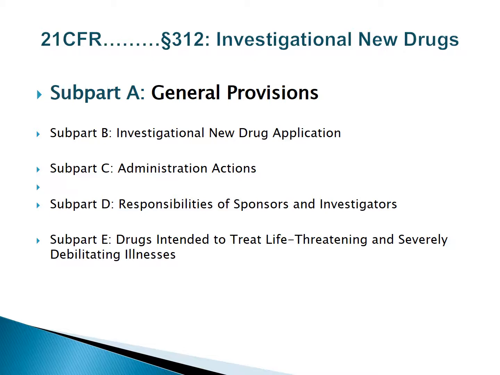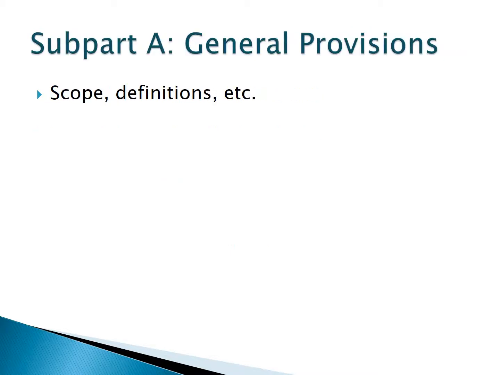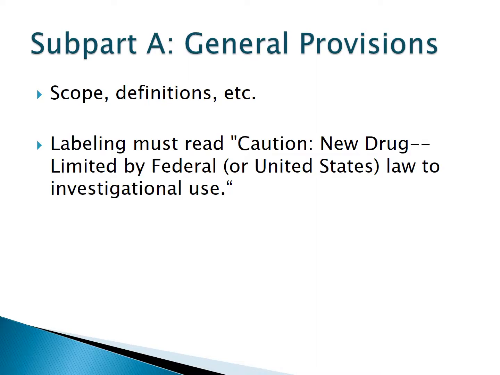In this lecture, we're going to talk about 312, which you're going to spend a lot of time in. It's very long, and it's really important, investigational new drugs. Subpart A is general provisions. Not a lot in there. It is very general. The scope, the definitions, things like that.